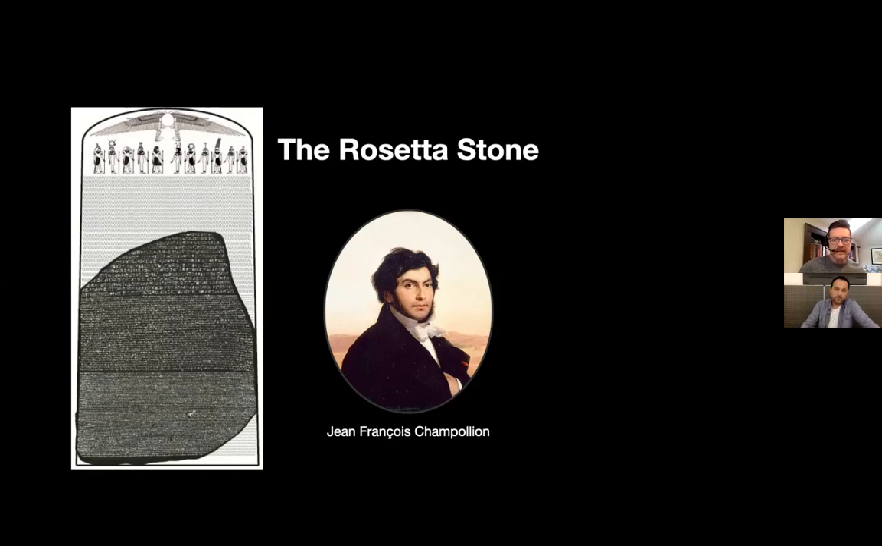And it wasn't until the 1820s that a Frenchman by the name of Jean-François Champollion deciphered the Rosetta Stone successfully.